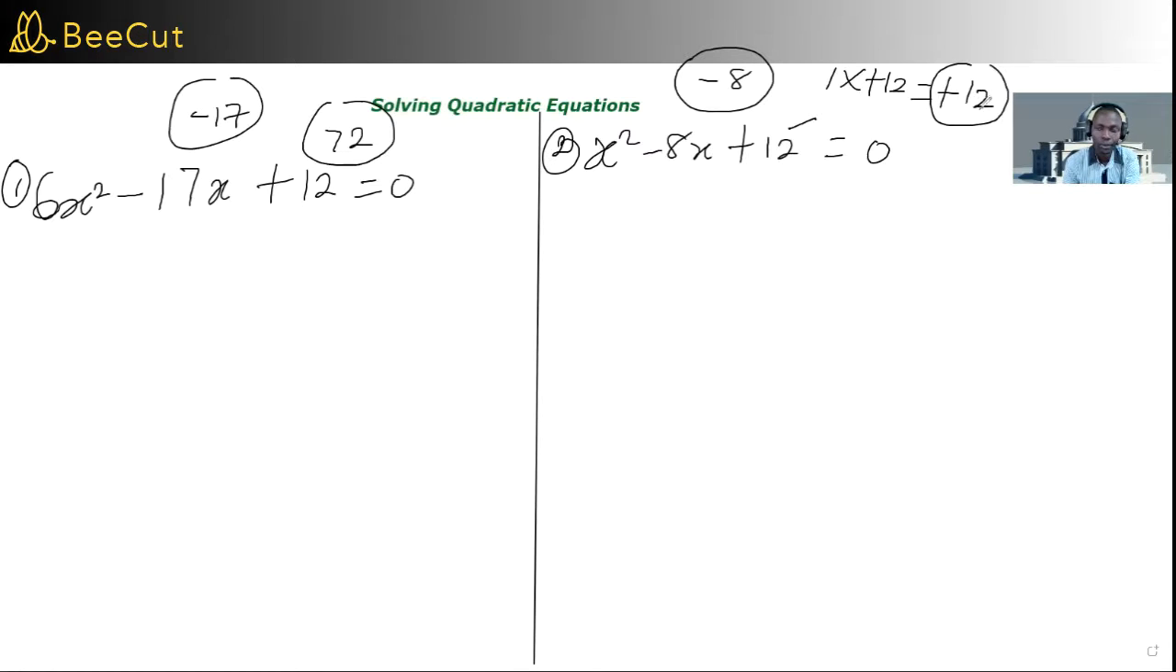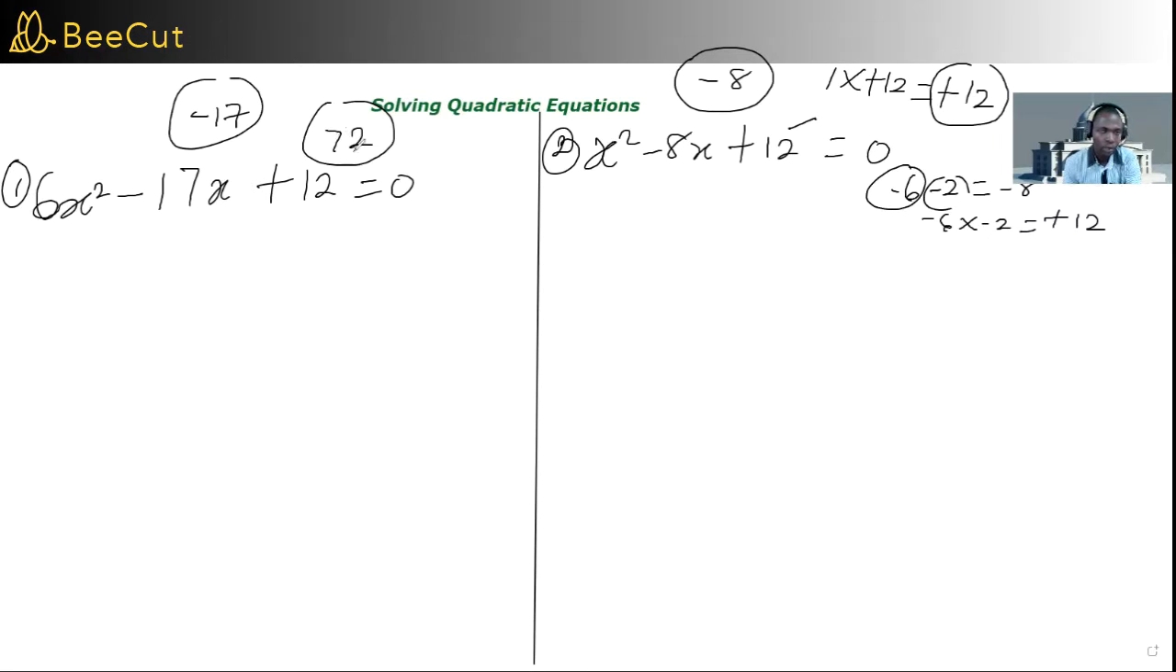What are the factors of 12? We have 3 times 4, 6 times 2. Okay. Here, if we want to say 6 times 2, 6 plus 2 will definitely not give us 8. But we can use negative. So negative 6, negative 2 give us negative 8. And negative 6 times negative 2 gives us positive 12. So that means for this one, we're using negative 6 and negative 2 because it will satisfy the 2 scenarios.